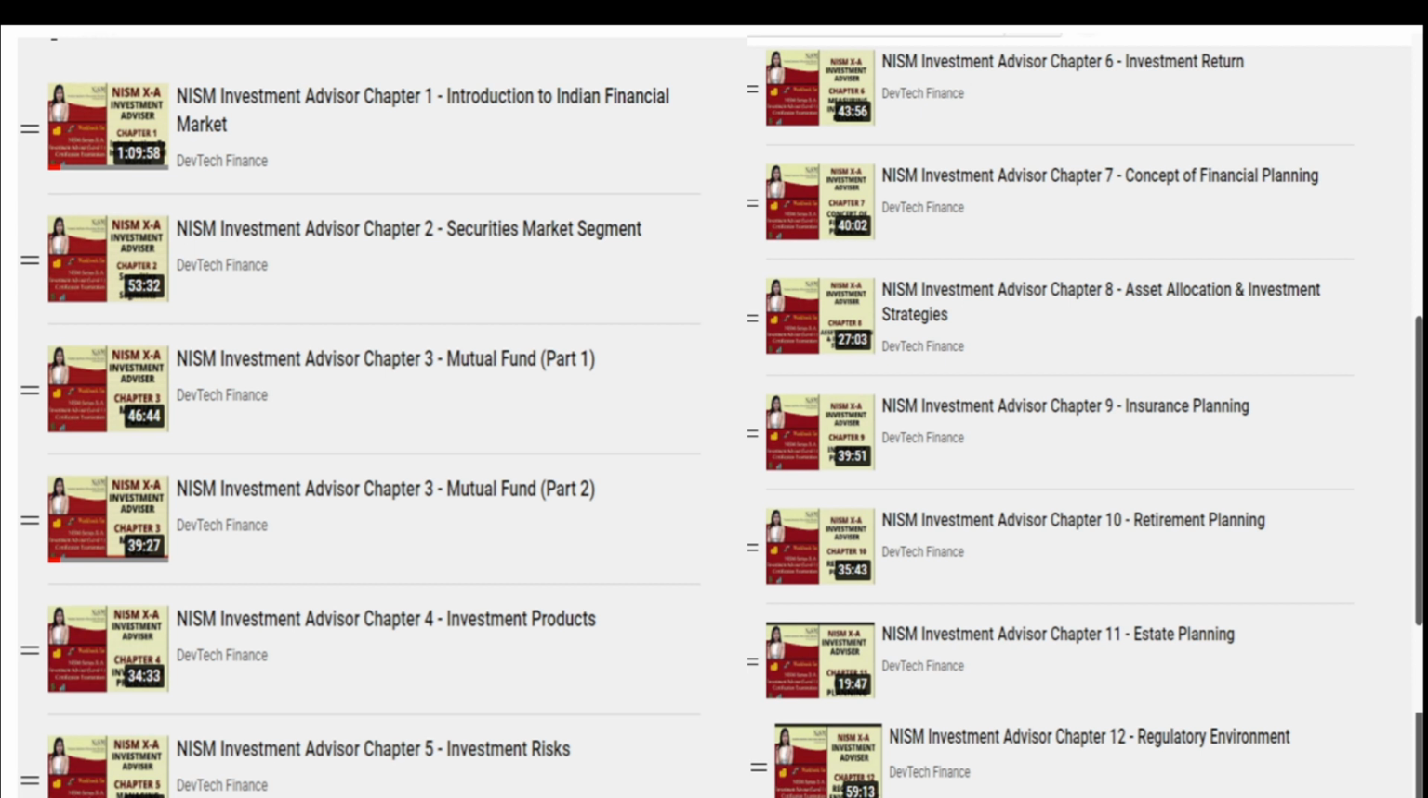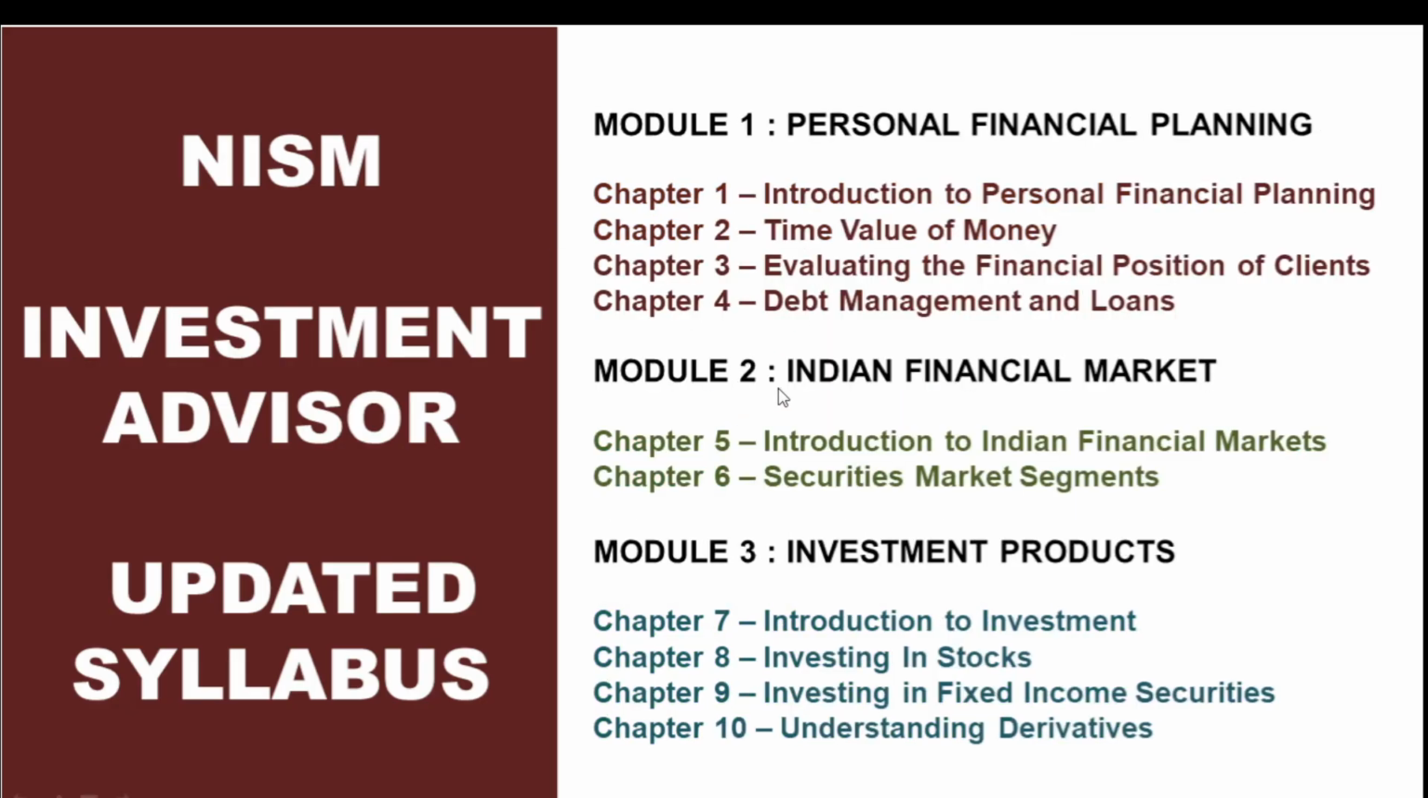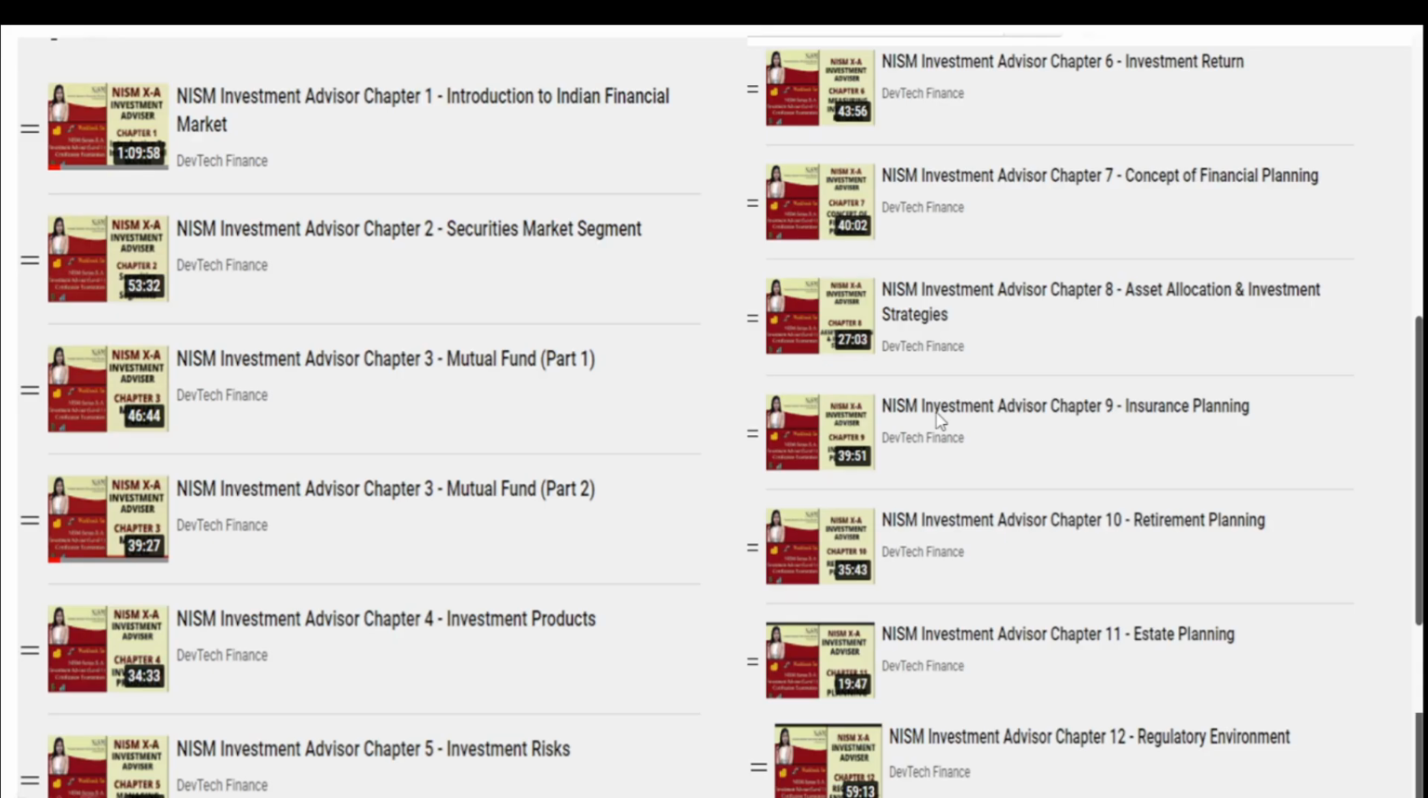So let's see. This is the total of chapters that I have already uploaded in the playlist, where chapter 1 is Introduction to Financial Market and chapter 2 is Securities Market Segment. Chapter 1 and chapter 2 of the previous syllabus are now part of module 2. You can see chapter 5 and chapter 6, Introduction to Indian Financial Markets and Securities Market Segment. So module 2, chapters 5 and 6, were uploaded as chapters 1 and 2. The topics are exactly the same.